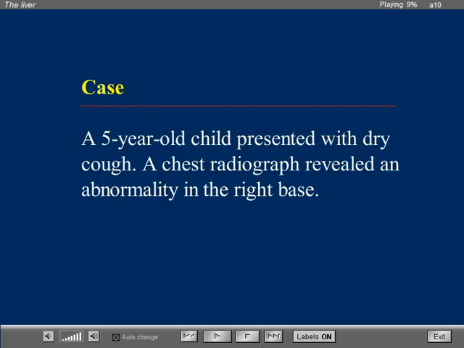This case was shown to me at a CPC, I believe, of the Penrose Cancer Hospital in times of my dear friend Juan del Regato. And it is of a 5-year-old child who presented with dry cough, and the chest roentgenogram was ordered and revealed an abnormality in the right base.